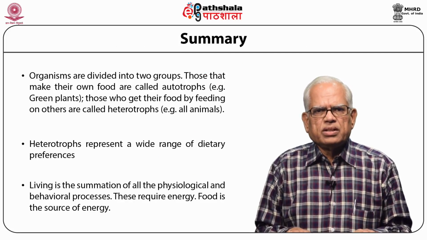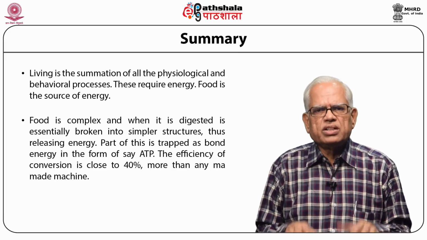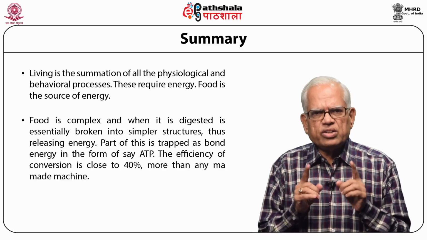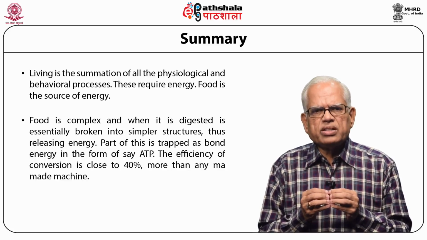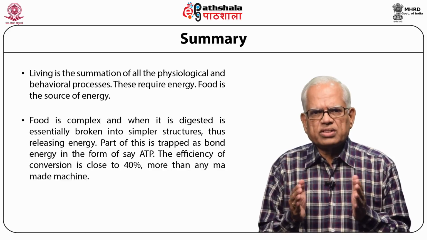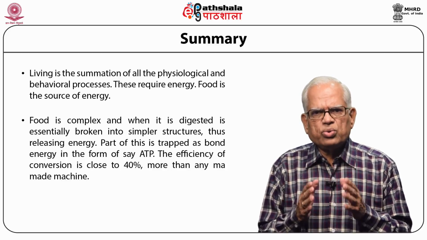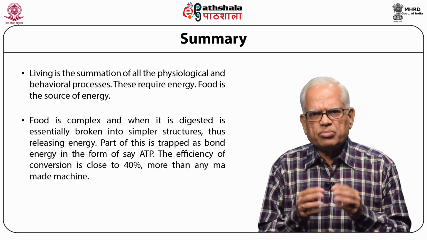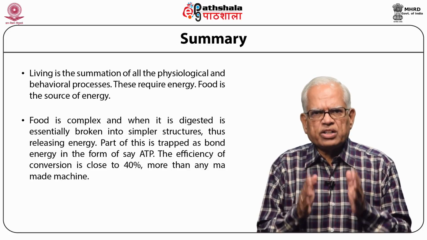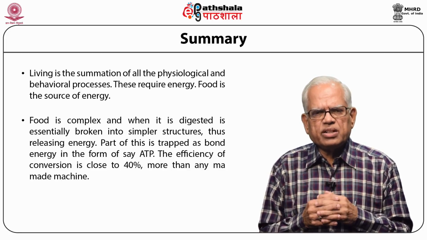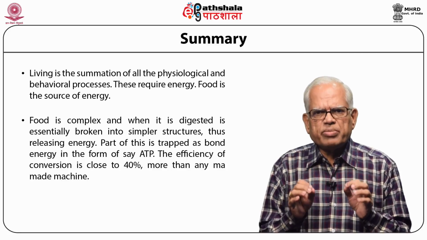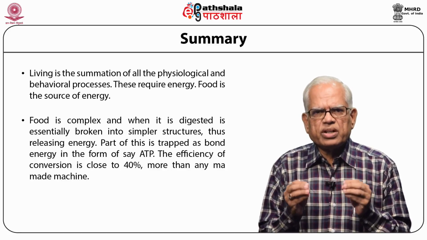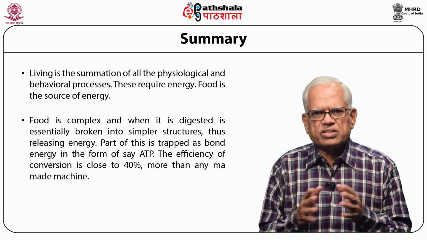So, students, let us now summarize what we have learned from this lesson. We have learned that organisms are divided into two groups. Those that can make their own food are called autotrophs, for example, green plants. And those who get their food by feeding on others are called heterotrophs, for example, all animals. Heterotrophs represent a wide range of dietary preferences. Living is the summation of all the physiological and behavioral processes. These require energy. Food is the source of energy.